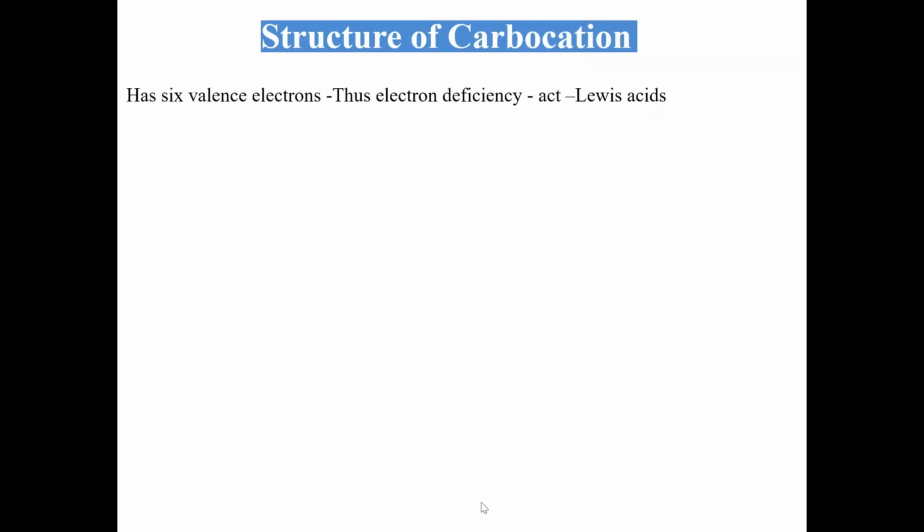Here, the carbocation has 6 valence electrons instead of 8 in the regular carbon. Thus, it has a deficiency of 2 electrons. As it is electron deficient, it acts as a Lewis acid. It is in need of electrons. An electron acceptor is a Lewis acid. It accepts electrons, that's why it can act as a Lewis acid.